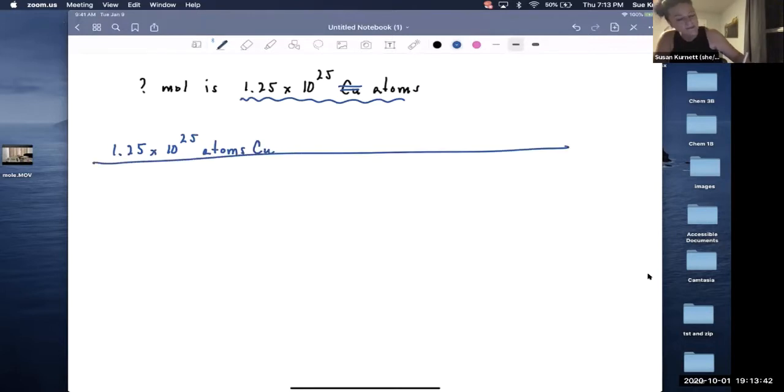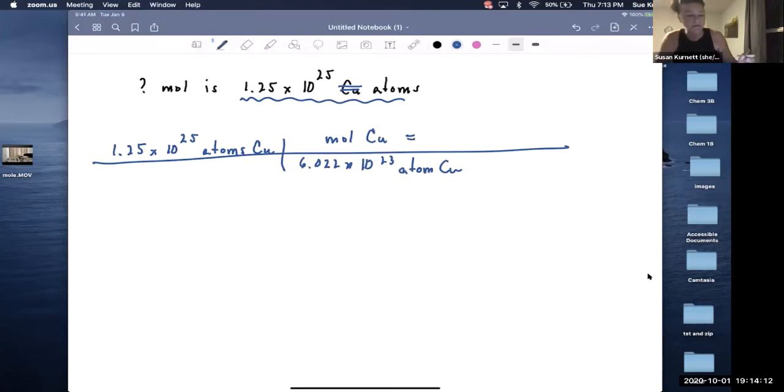And it doesn't matter if I say copper atoms or atoms copper. I need to have the unit atoms, and I need to be specific, copper, because there'll be a point where we're using balanced equations to go from one kind of thing to another kind of thing. We have to be specific about our smallest unit. And now I use Avogadro's number, 6.022 times 10 to the 23 atoms of copper in a mole of copper.